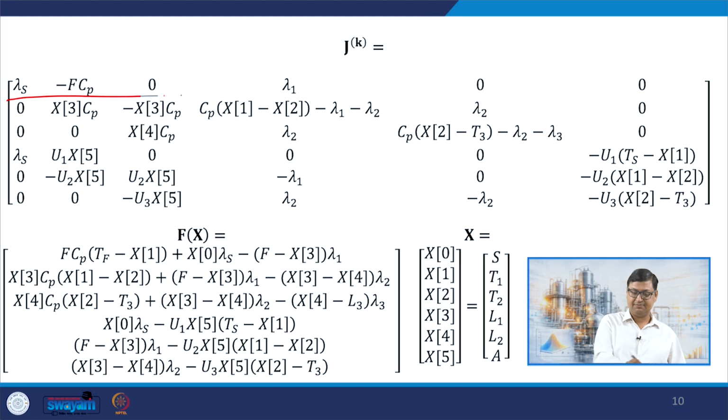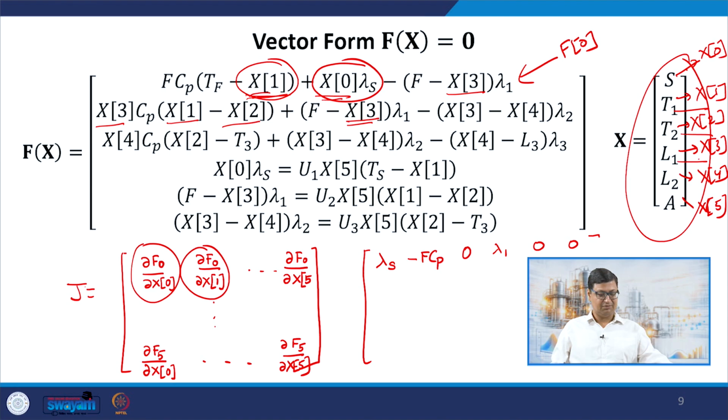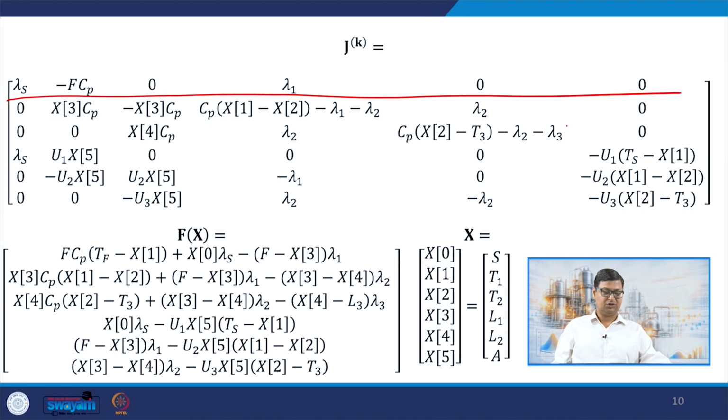This is my first row, right? Now for the second row, this is my f1. First, I take a derivative with respect to x0. x0 does not appear here. So, the first term here is 0.